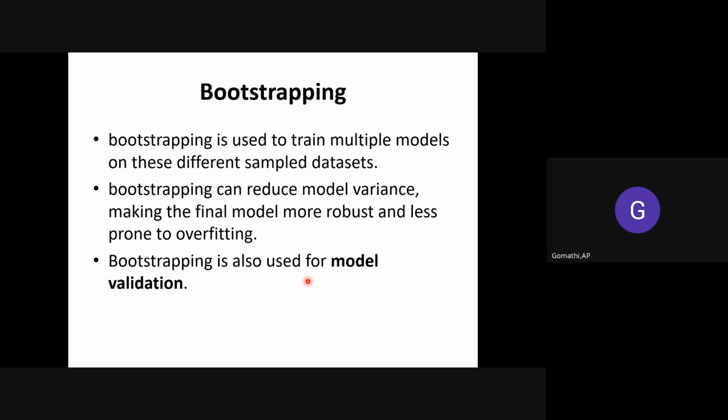Bootstrapping is also used for model validation. The main concept of bootstrapping is that a data set is sampled multiple times with replacement. So this is the main concept behind bootstrapping. From that, we can resample with replacement from the observed data. It is mainly used in statistics and machine learning to measure the accuracy of the model and to estimate the uncertainties.